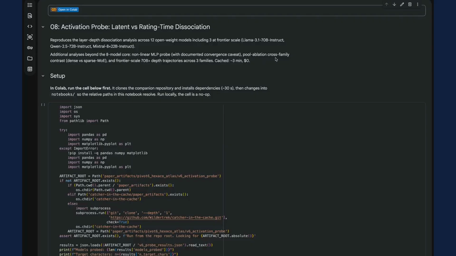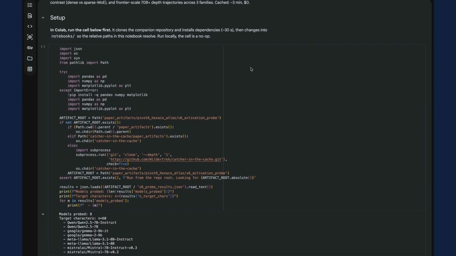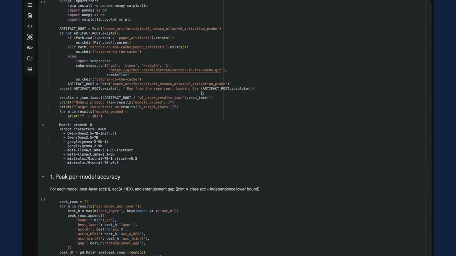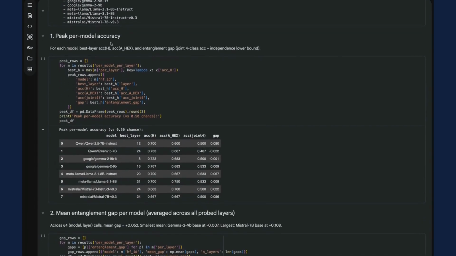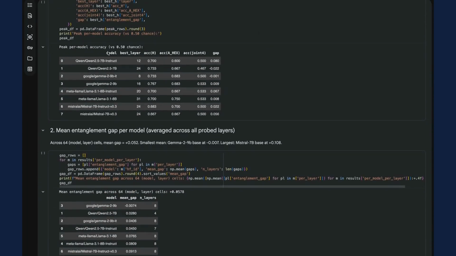The header frames the full sweep at 12 open-weight models, 7 to 72 billion parameters, including 3 at frontier scale. Llama 3.1, 70 billion, Qwen 2.5, 72 billion, and Mixtral 8 by 22 billion. The core linear probe runs on 8 of them. For each model, at sampled layers, the probe recovers honesty, humility, and HEXACO agreeableness from the hidden states.